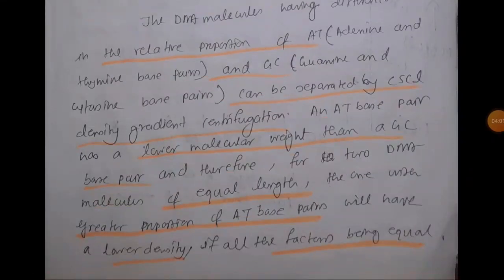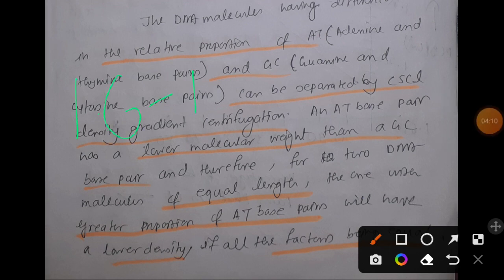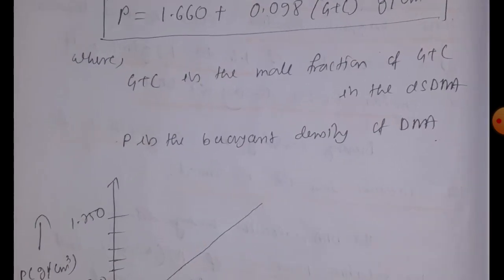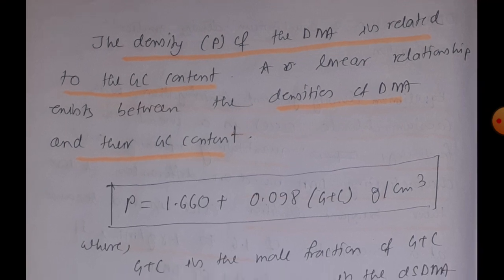And here we are using cesium chloride to construct the density gradient, okay. And why are we using cesium chloride? Because a concentration of 1.6 to 1.8 gram per milliliter of cesium chloride has a similar density to that of the DNA, okay. So that is the idea why we are using cesium chloride for separation of the DNA, and why we are using isopycnic centrifugation, okay.